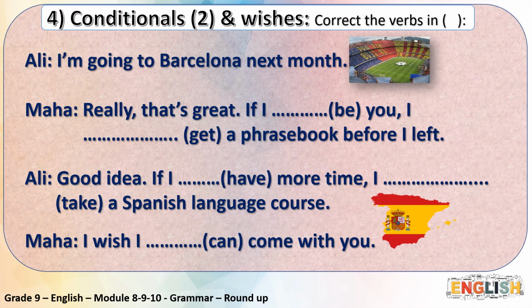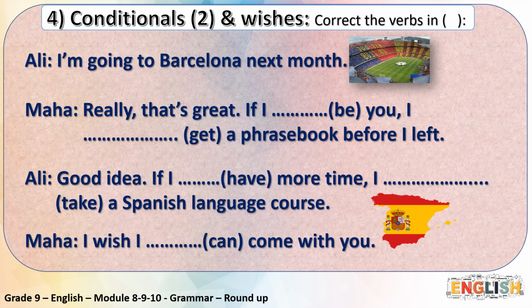Now let's have a look at rule number 4, conditional sentences type 2 and wishes. We have to correct the verbs in the following conversation between Ali and Maha. Ali says, I'm going to Barcelona next month. Maha replies, really? That's great. If I be you, I get a phrase book before I left.